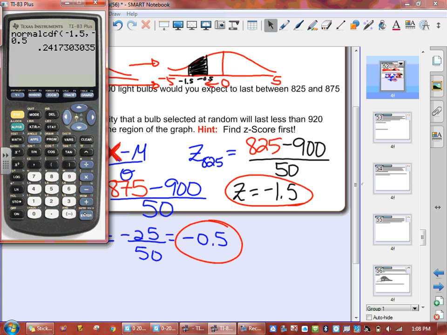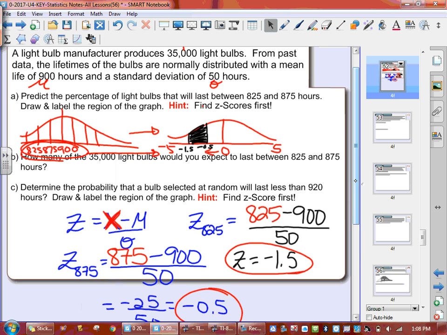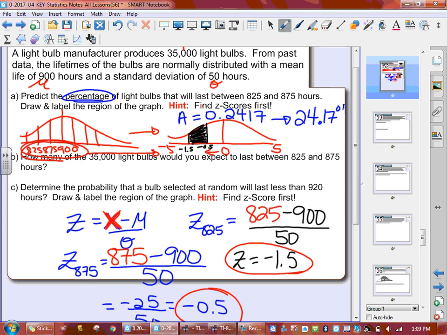So we know, and we want 4 decimal places. I'm going to go back up here to my question. It says predict the percent of light bulbs. We want 2 decimal places per percent. But we have to find the area first, which was 0.2417. So the percentage, when I times it by 100, is 24.17%. That's how many light bulbs are in that range that will last between 825 hours and 875 hours.